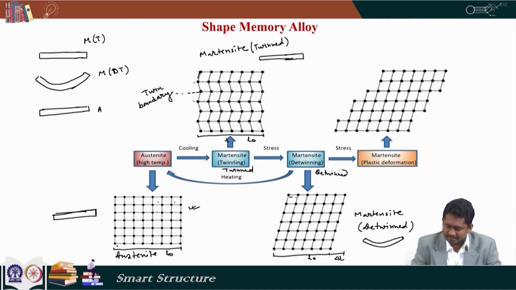Now, if we take a martensite which is already detwinned and keep applying stress to it, then a stress level comes at which one layer slips over another layer, and it can be seen here. So, we can say that these two layers are slipping over the third layer. These two layers just shear off, and that is called slipping.